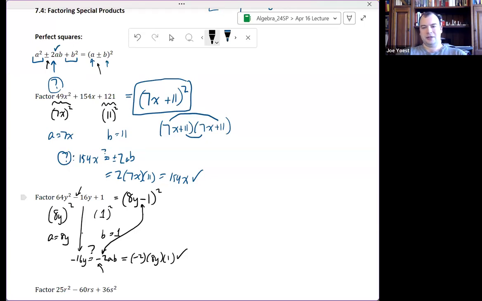And again, if I check, my firsts give me 8 squared times y squared, or 64y squared. That looks good. My lasts give me minus 1 times minus 1, which is a plus 1. That looks good. And my inside and outside give me minus 8y and another minus 8y, so minus 16y. That also looks good.